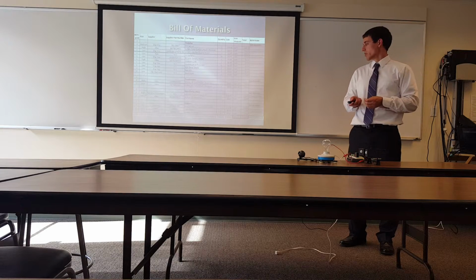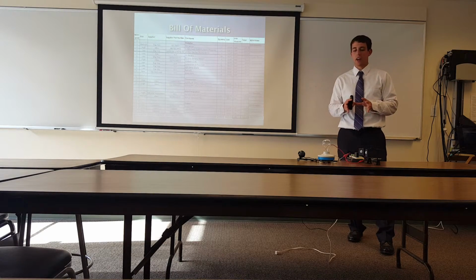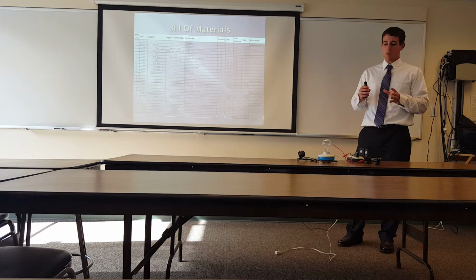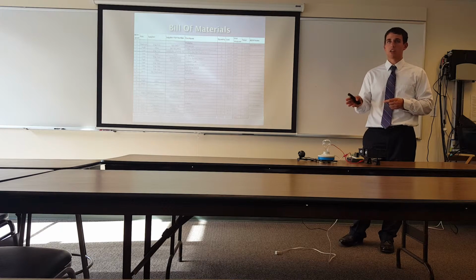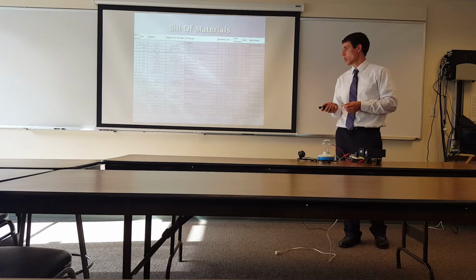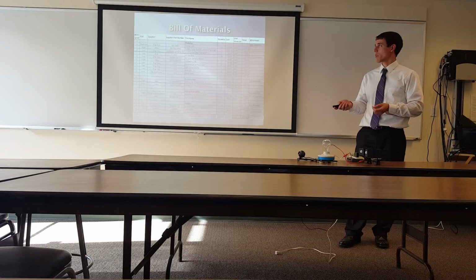So the bill of materials comes out to about $380, and that's everything that's on this table right here. So what I've only purchased is around $130 because the MyRio takes up a huge chunk. It's $250. So if you subtract that, I only spent $130 this semester on the project.